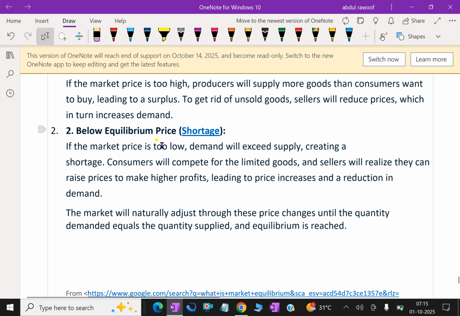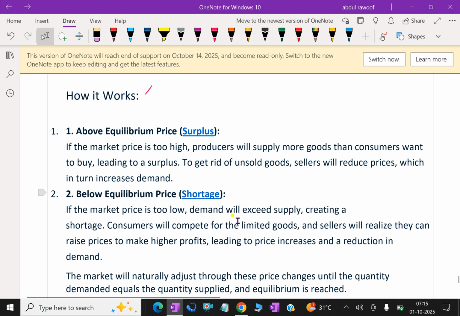Below the equilibrium price, there is a shortage. If the market price is too low, demand will exceed supply, creating a shortage. Consumers will compete for the limited goods, and sellers will realize they can raise prices to make higher profits, leading to a price increase and a reduction in demand. The market will naturally adjust through these price changes until the quantity demanded equals the quantity supplied, and then equilibrium is reached.